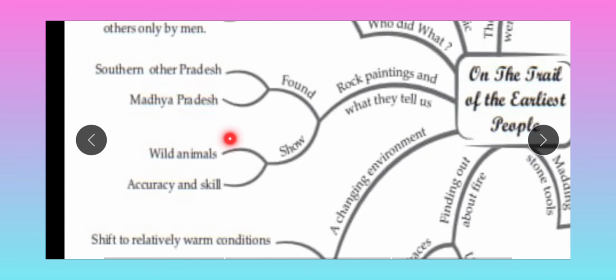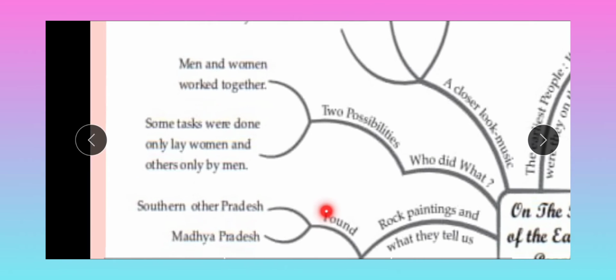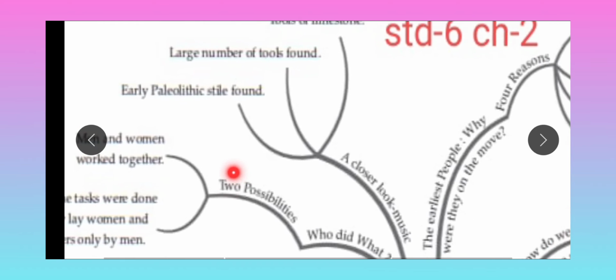Next, wild animals, then accuracy and skill. What it shows is that the people were making pictures of wild animals, and we can see their accuracy and skill by this. Next, who did what? Two possibilities, meaning what work was done by whom. One possibility is that man and woman worked together. Another possibility is that some tasks were done by only men and others only by women. Okay, so some tasks were done by the men and some tasks by the women.